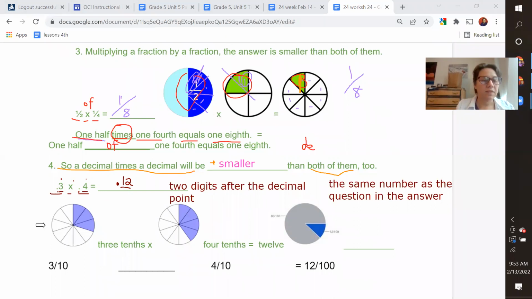So look at this. See my arrow? Yes. So this is 3/10. 1, 2, 3, 4, 5, 6, 7, 8, 9, 10. And 3 of them are purple. And so that means 3/10 times, and again, this is 10. 1, 2, 3, 4, 5, 6, 7, 8, 9, 10. This is 4/10. So it's the same as 3/10 of 4/10 equals 12. 12 what? The same thing as here, right? 12 what? 12 100ths.